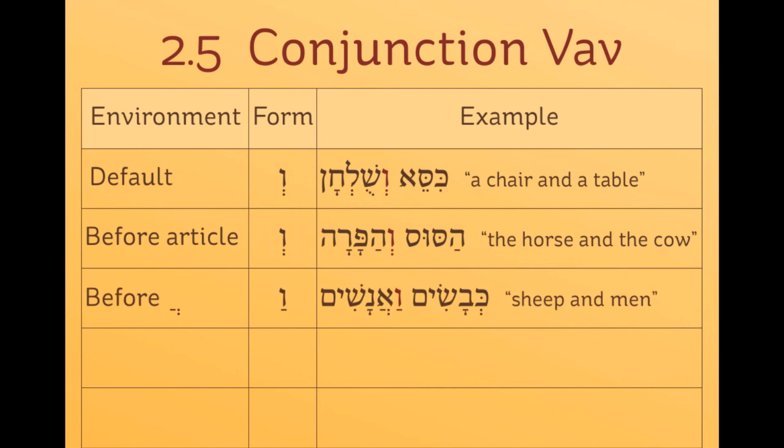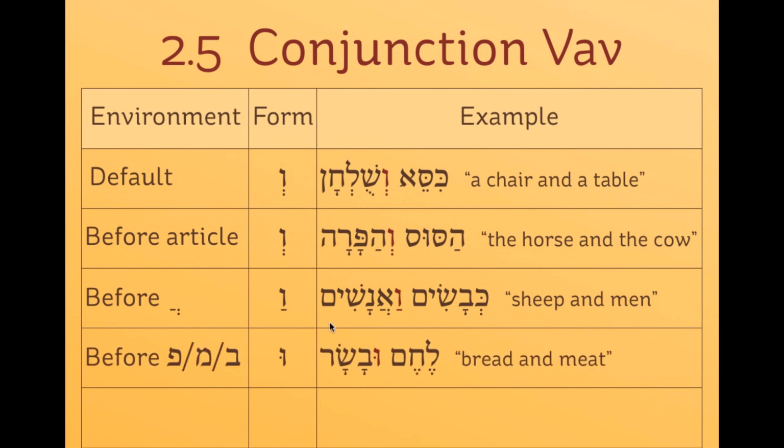There's some slight variation in how the Masoretic scribes wrote the vowel. Instead of the default shva, it can be a patach before a noun that begins with a chatef patach. So what happens is the vav takes the corresponding short vowel. Kvasim va'anashim. The real variation occurs if the word begins with a beit, a mem, or a pei.